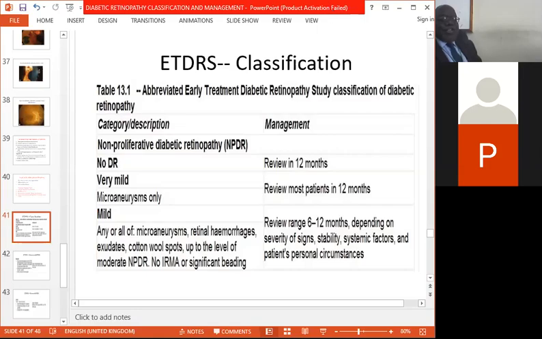Go on. Early treatment, diabetic retinopathy, study classification of diabetes. Yep. Go ahead. 10 minutes more. We'll do that.